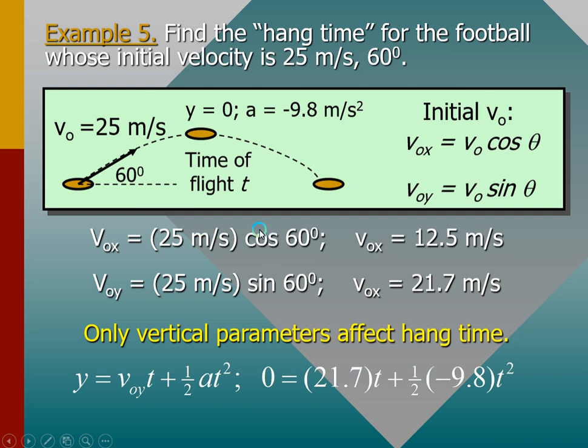So we'll have 25 cosine 60 for the x component and 25 sine 60 for the y component. We get the values of the x and y components: V0y, so we have 12.5 meters per second and 21.7 meters per second. Take note that the parameters affecting hang time will be the vertical parameters only. So V0y t plus 1 half a t squared is equal to, up to our peak point, as I said earlier.